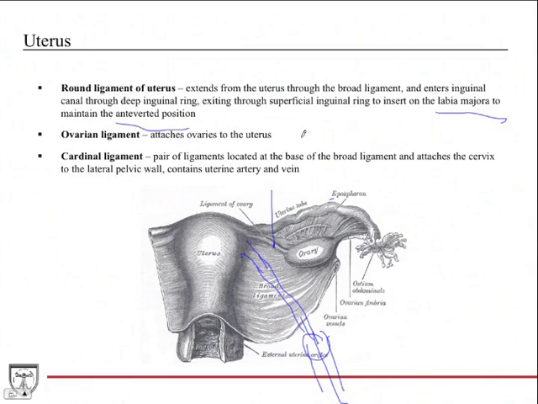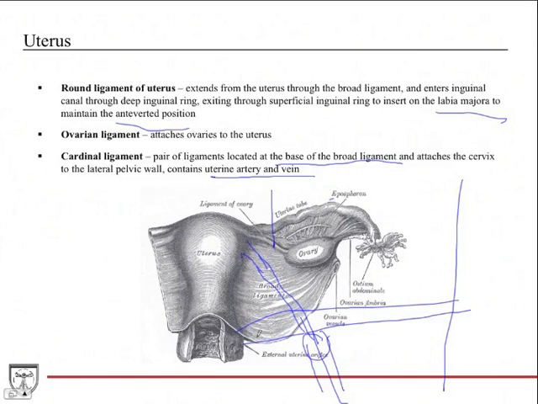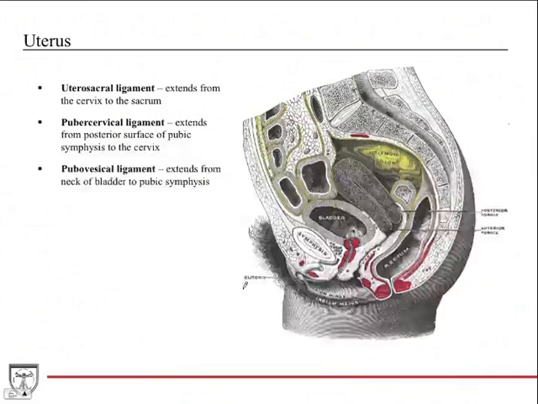And then you have the cardinal ligament, which is a pair of ligaments, and they're located at the base of the broad ligament, which is important, so down here. And what these do is they attach the cervix to the lateral pelvic wall. So they come out this way, and if you draw this line here as the lateral pelvic wall, they help anchor the base of the uterus or the cervix to the lateral pelvic wall. And these are actually what contain the uterine artery and the vein. So during a hysterectomy, which is removal of the uterus, this is ligated here because you want to ligate that uterine artery to prevent any significant bleeding and easily remove the uterus. And we'll talk about that surgery in a subsequent slide as well.